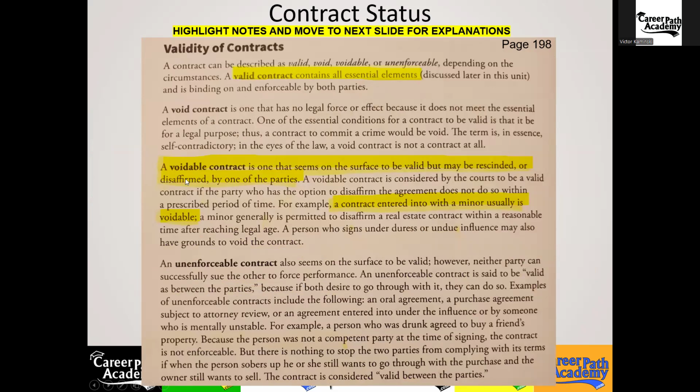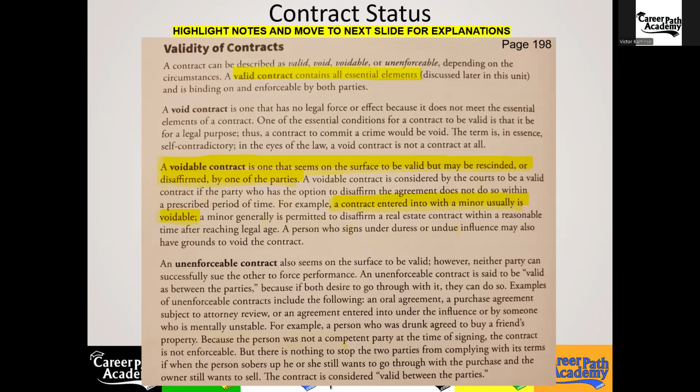Now, a voidable contract is one that seems on the surface to be valid. However, one of the parties cannot enforce it, like a contract with a minor. The adult cannot enforce the contract against the minor. An unenforceable contract also seems on the surface to be valid. However, neither party can sue to force performance.